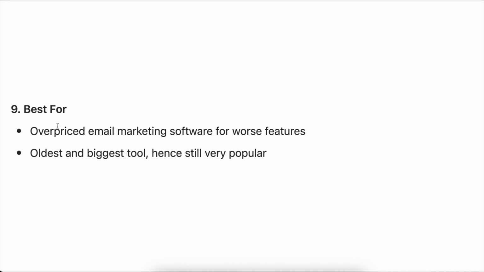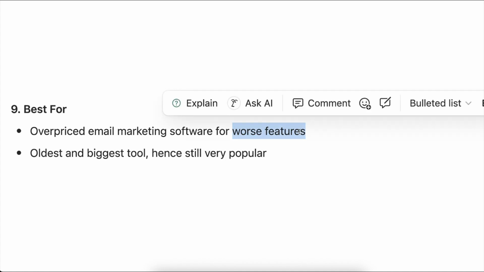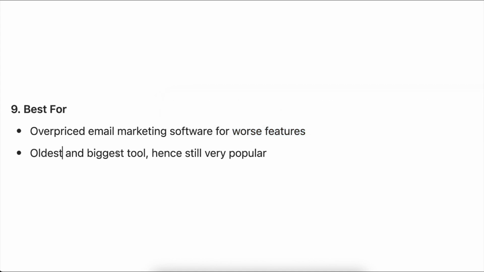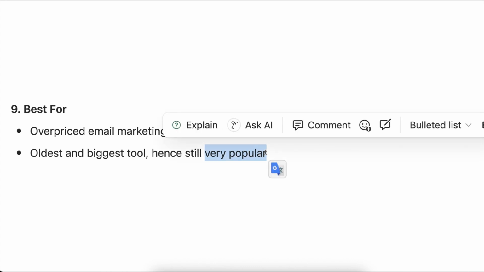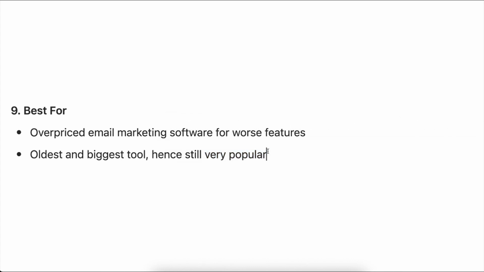Honestly, I really don't understand why people use Mailchimp. For me, compared to all of the other email marketing software, it's way overpriced and it's actually more expensive and gives you worse features than other email marketing software. So I don't understand. I think it's just the oldest and the biggest tool, hence it's still very popular because a lot of people just have heard of Mailchimp and they just sign up for it. But honestly, there are other tools that are much better and much cheaper.